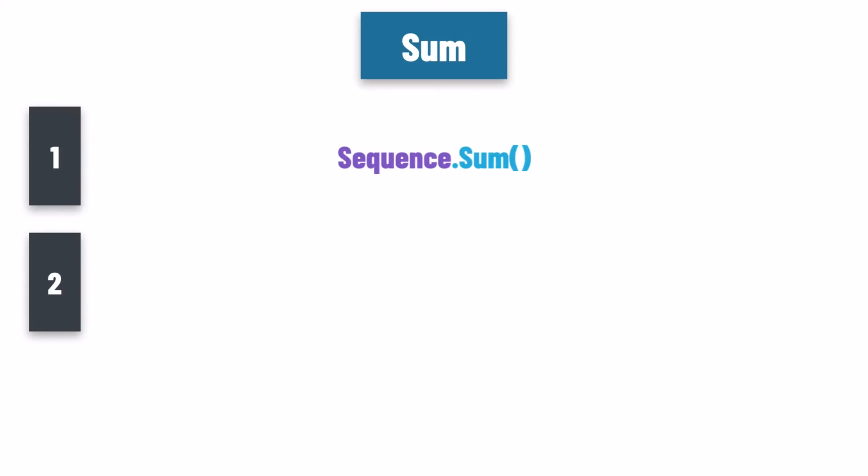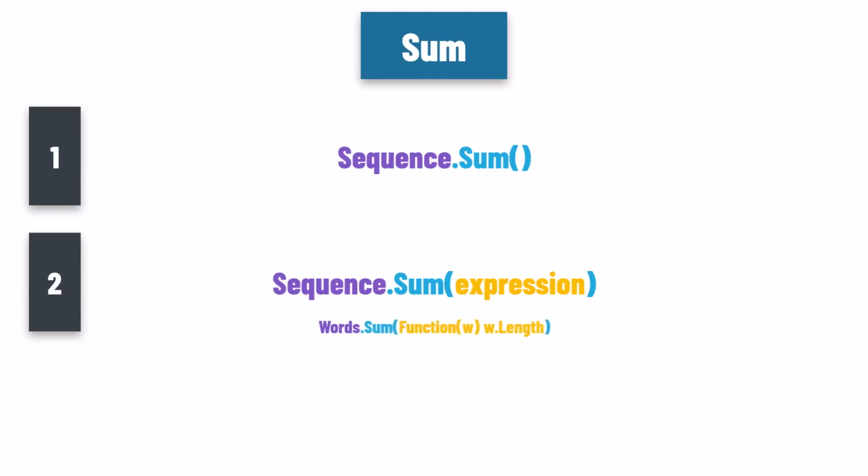If you have a list with just numbers in it, like a shopping list with prices, you can add Sum at the end, and it quickly gives you the total cost. The second way is a bit more advanced, using a lambda expression. This is great when your list has things other than just numbers. Imagine you have a list of words and you want to know how many letters there are in total. With a lambda expression, Sum can look at each word, count the letters, and then add all those counts up.